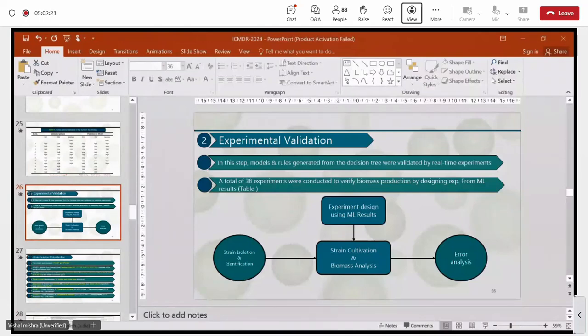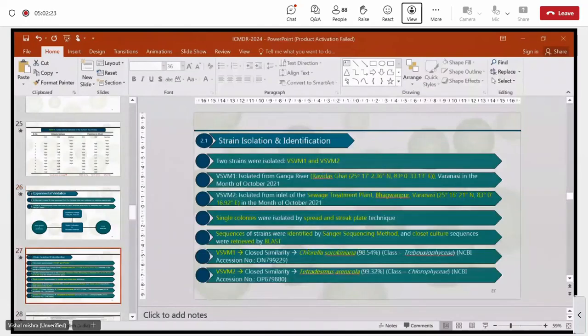Now, strain isolation and identification. Two strains were actually isolated, called VSCM1 and VSCM2, possibly because the students have given their names. One was Chlorella, another was Tasmatismus. They were taken from the Ravidas Ghat, which is on the bank of the holy river Ganga in Varanasi, and isolation was done in the month of October 21.